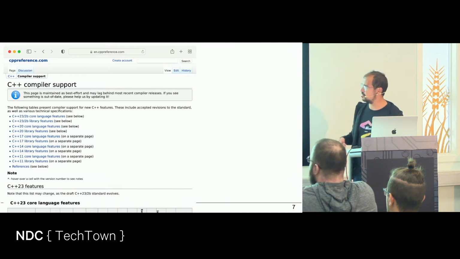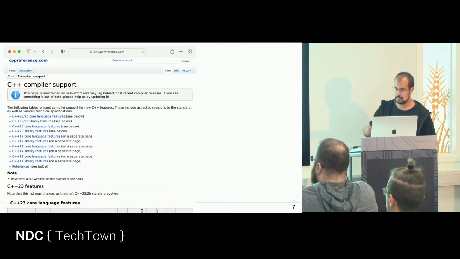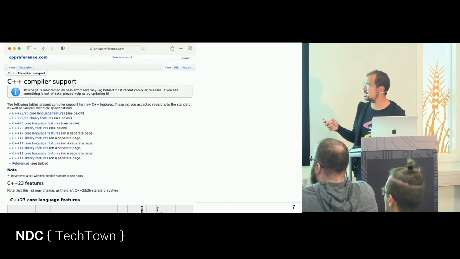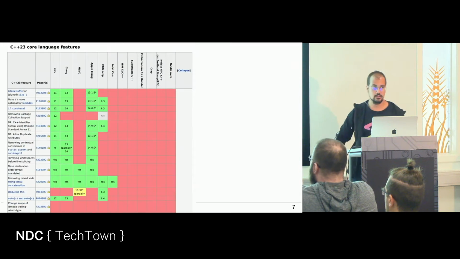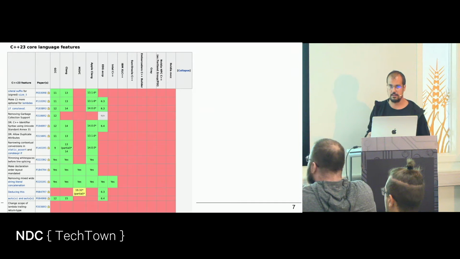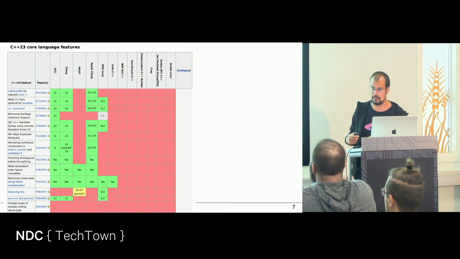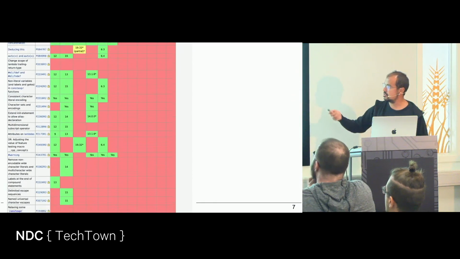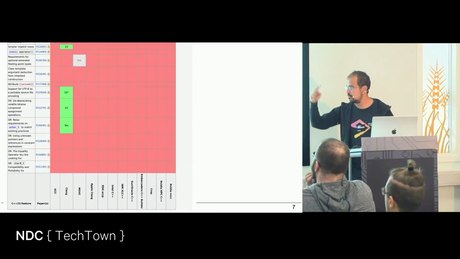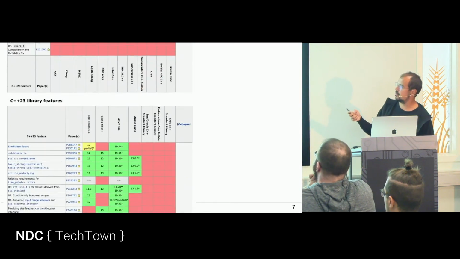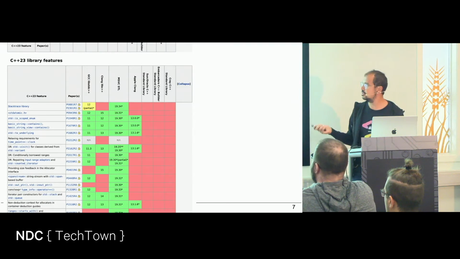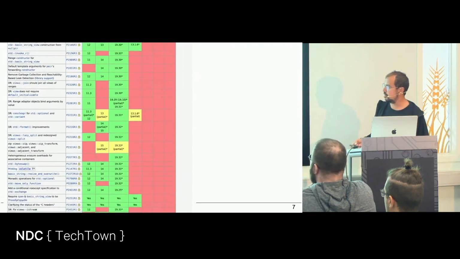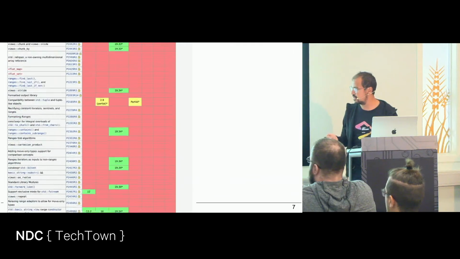If you go to CPP reference, there is this page there. It's called C++ compiler support, and it has this big table which basically enumerates all the features that are in the C++23 draft as of now. So there's a long list of core language features. I'm sure some of you have seen this table, and then there's an even longer list of library features and which compilers already support them, basically. So that's a very, very long list.